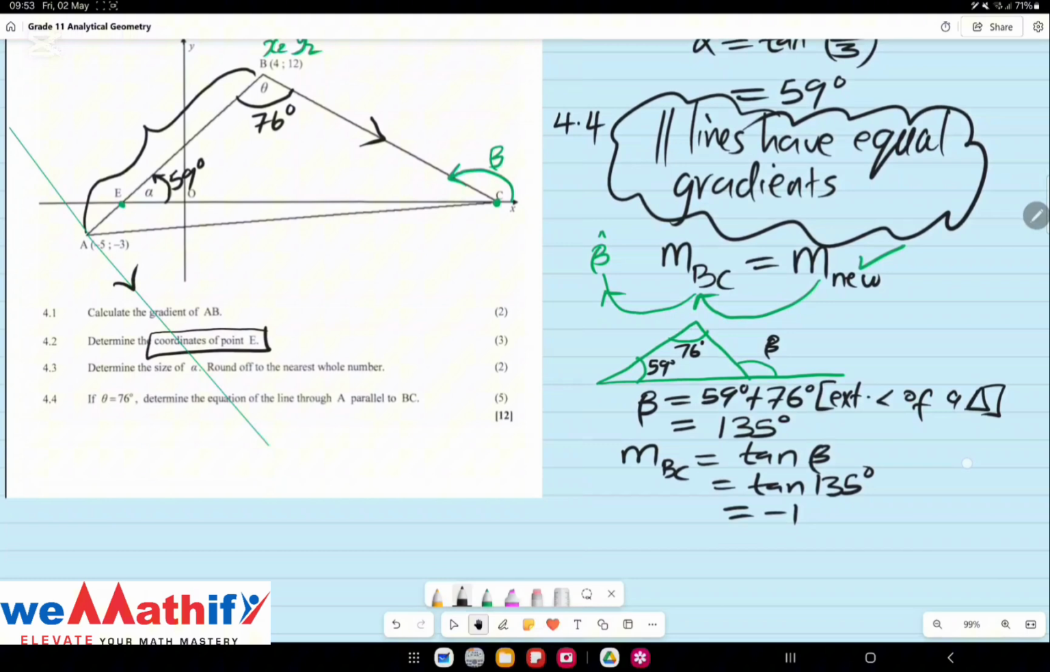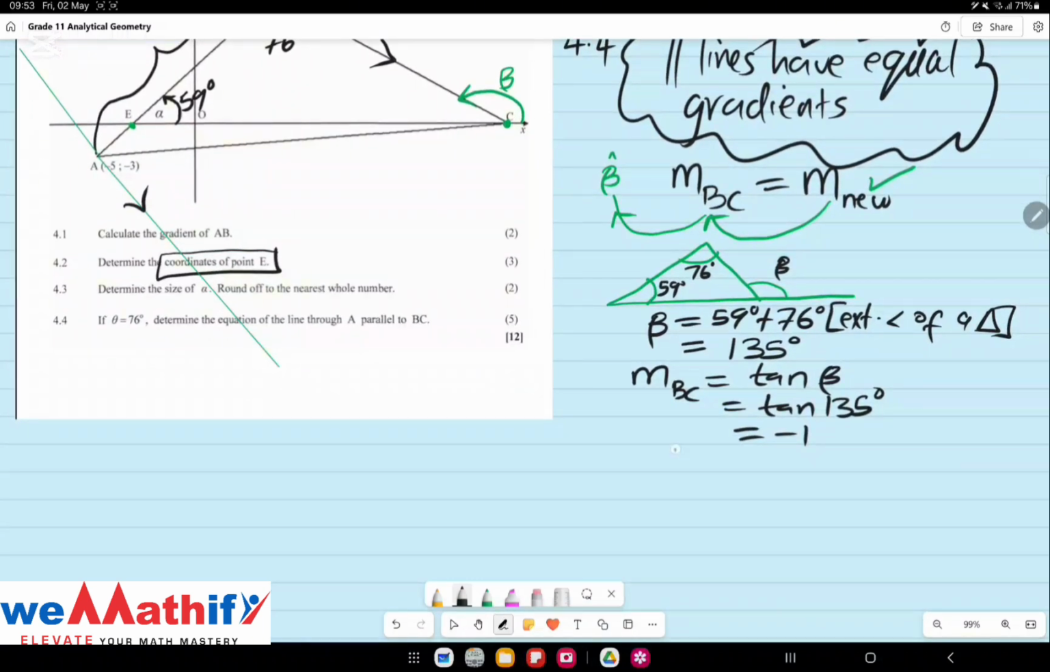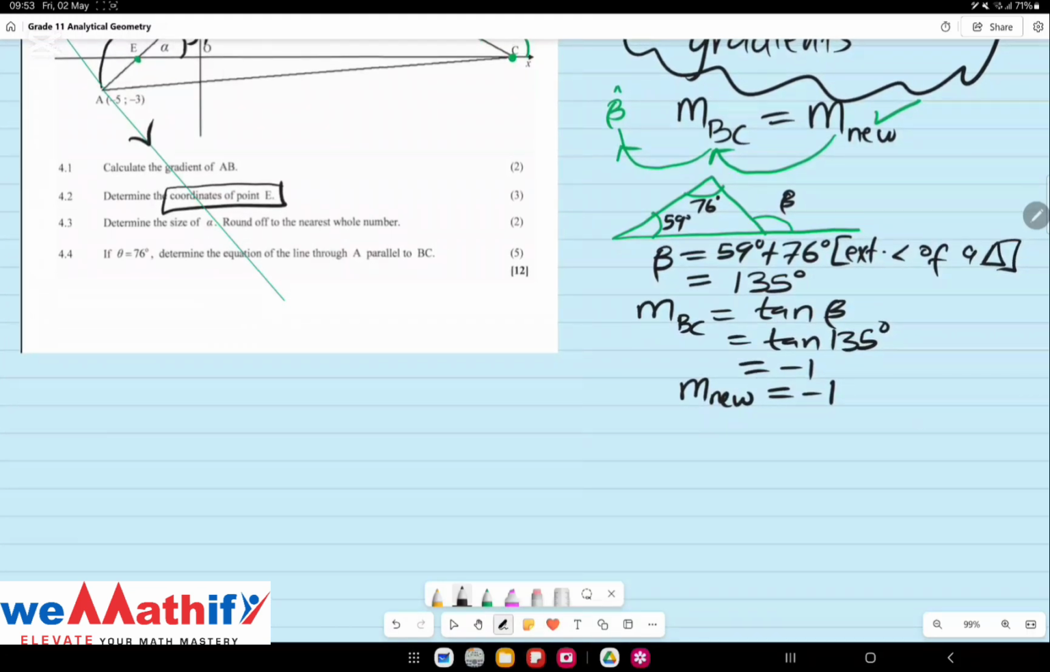So that's step 1 of finding the equation of a straight line. Step 1 is always to find the gradient of the straight line in question. So now the gradient of the new line is equal to -1, since we're told that this line is parallel to BC. Step 2 towards finding the equation of a straight line is to substitute into y equals mx plus c. And we are going to substitute this new gradient that we just got together with the coordinates of any point on the straight line. We only have one point, so we are also going to substitute A.